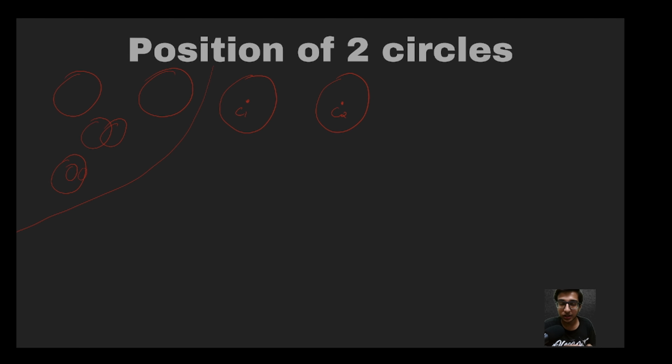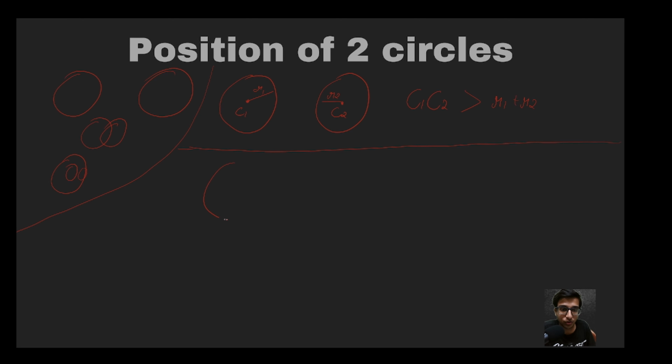You know the position, you know the coordinates of the center, and you know the radius as well. This is R2, this is R1. Now let's say these two circles are far away from each other. If I find the distance between C1 and C2, and it is greater than R1 plus R2, that means the circles are farther away from each other. They do not intersect. They are very far from each other.